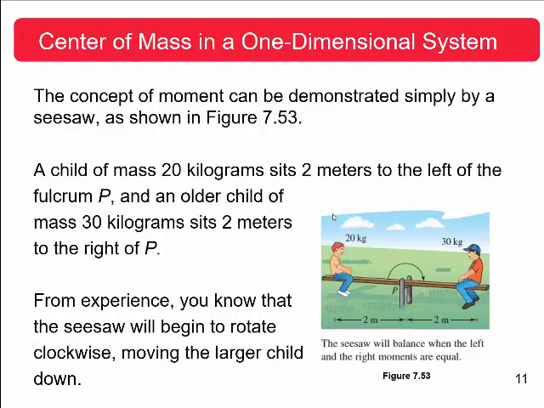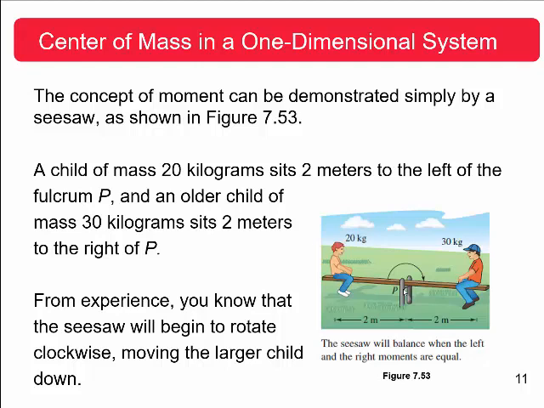So let me show an example of this. The concept of moment can be determined simply by a seesaw. We have this figure here that shows it. A child of mass 20 kilograms sits 2 meters to the left of the fulcrum P. The fulcrum P is like the center point here. And an older child of mass 30 kilograms sits 2 meters to the right of P.